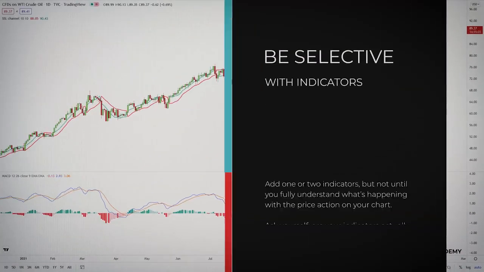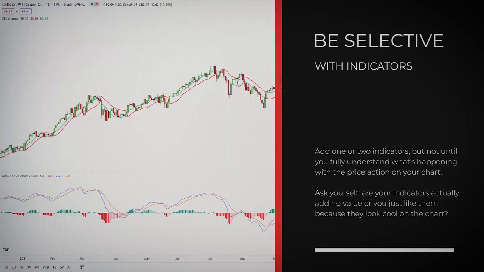You can add one or two indicators, but not until you fully understand what's happening with the price action on the chart. Otherwise, you won't know if they're actually adding value or if you just like them because they look cool on the chart.